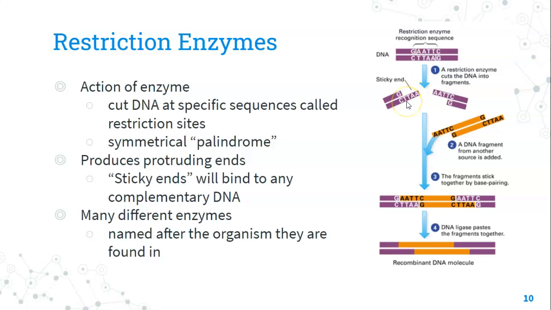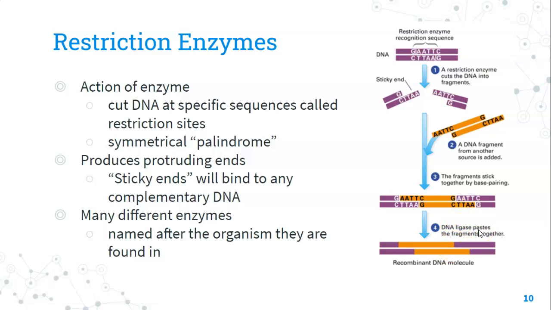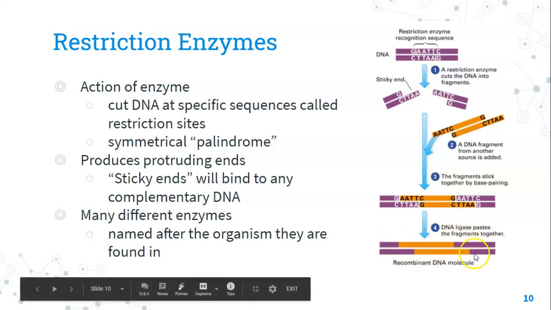Once it breaks open, you're left with these kind of prolonged, protruding ends. They are called sticky ends. And they're called sticky ends because DNA will stick to them. So after the restriction enzyme cuts the DNA into fragments, these sticky ends look for complementary DNA. So the DNA from another source is added that has those same complementary base pairs. They sync back up, they stick together, and then DNA ligase comes in and actually pastes those fragments together to make one continuous piece of recombinant DNA.